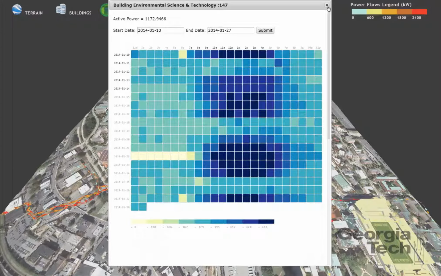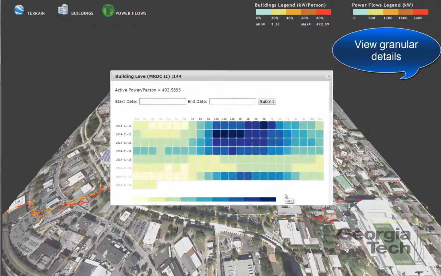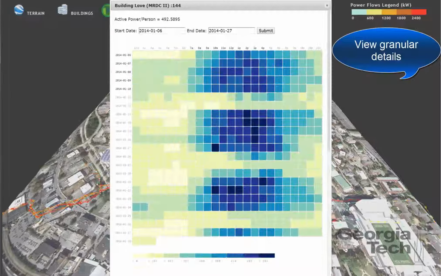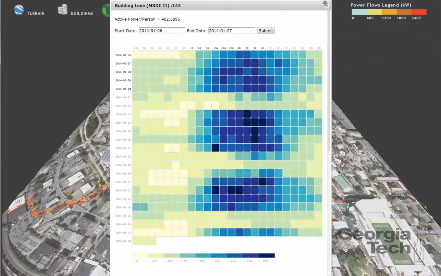You could also observe the active power per person. This lets you basically analyze the relationship between the power consumption and the number of people in that building. This could be useful in planning future power plants based on the usage.